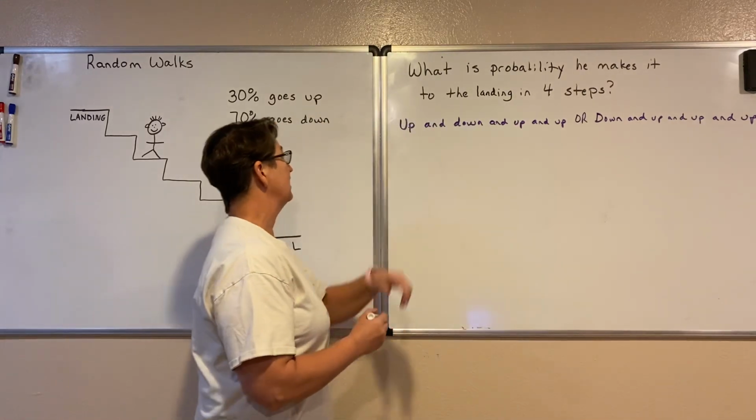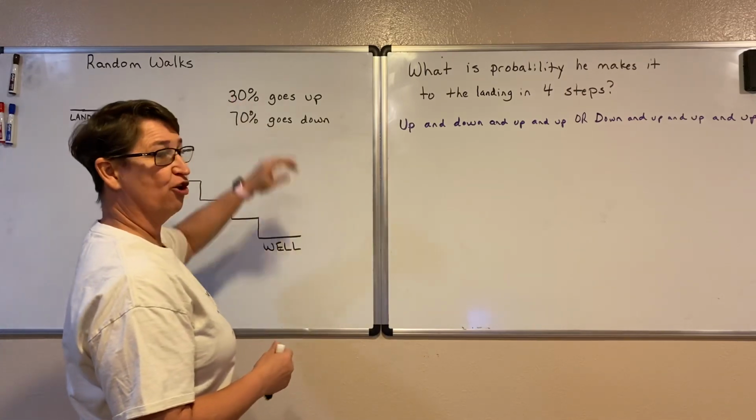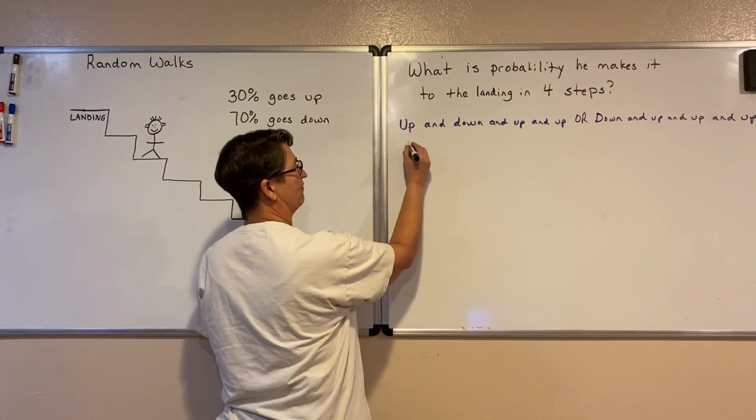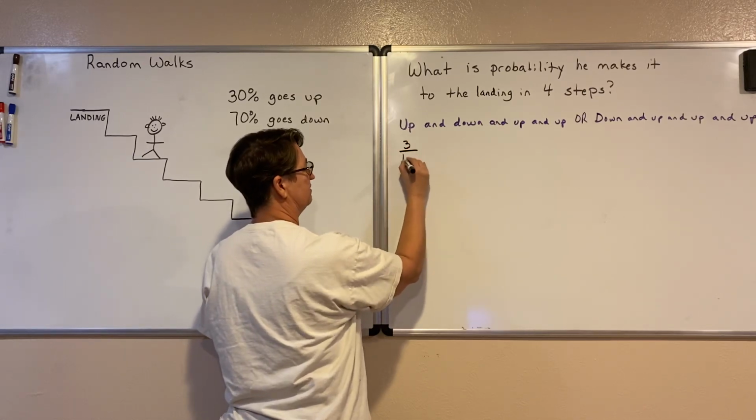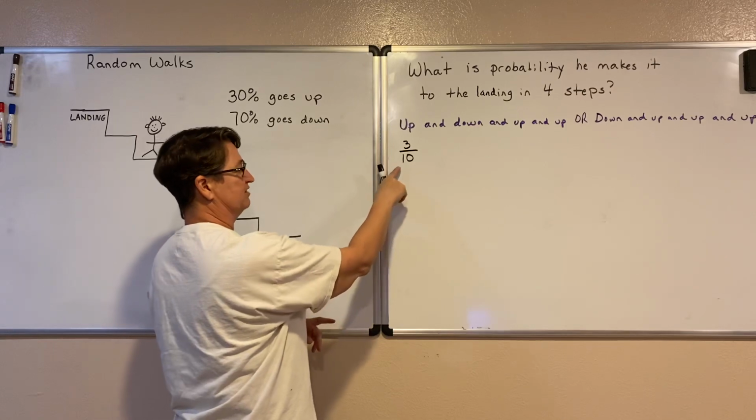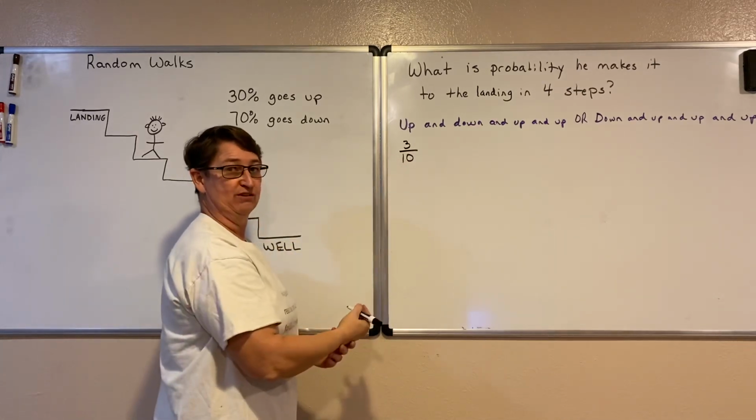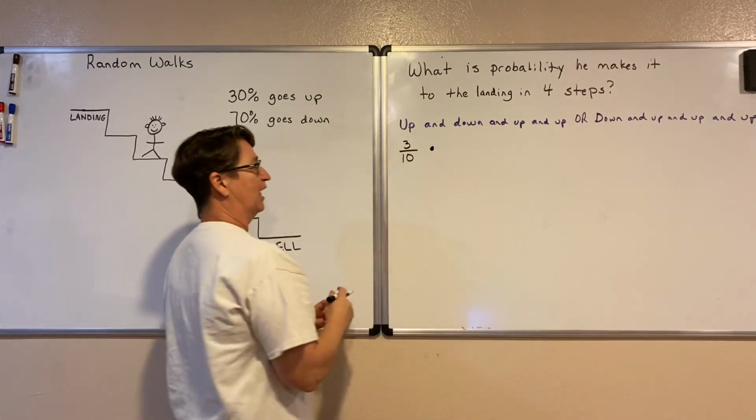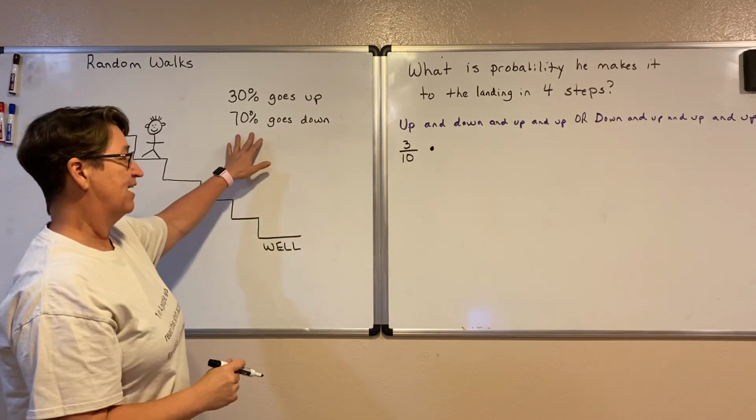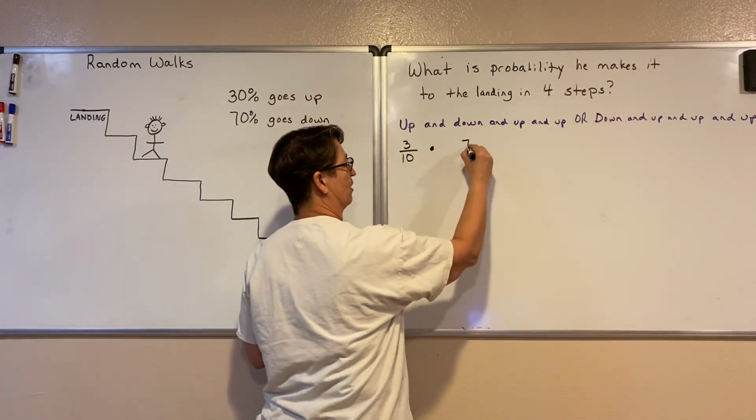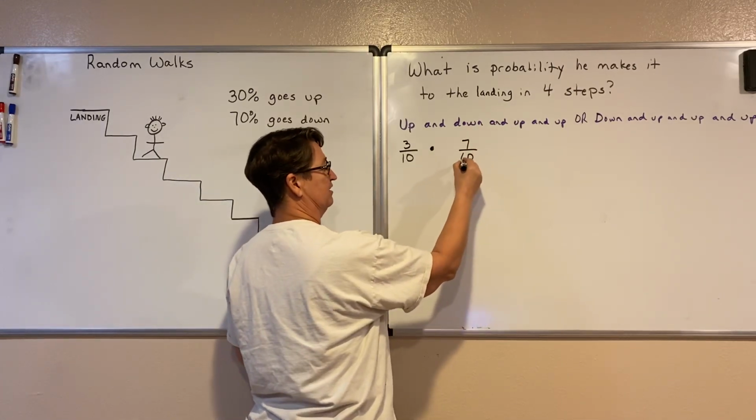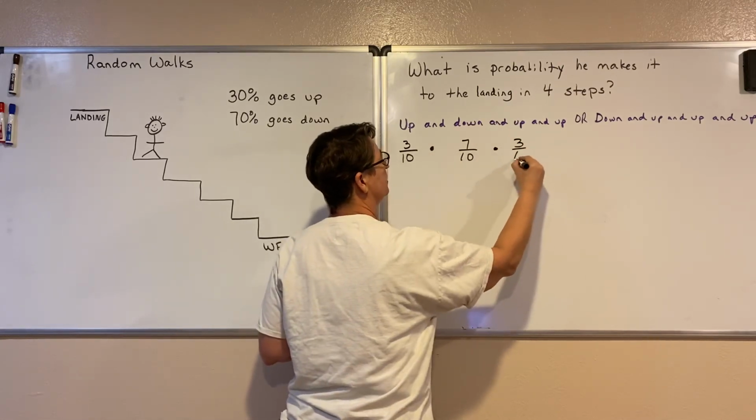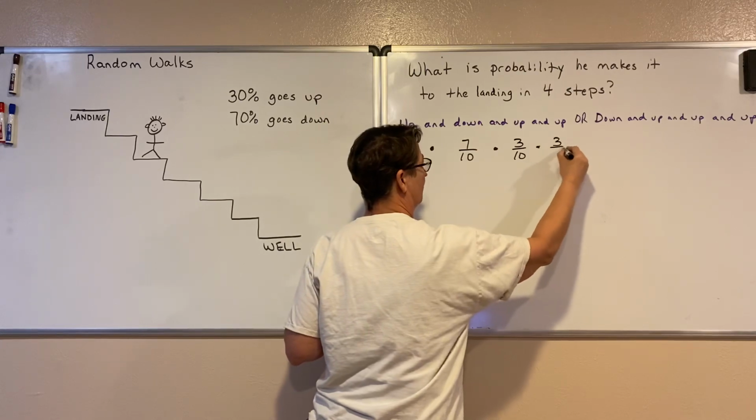So now when we're looking at the probability he goes up, well, it's a 30% chance that it goes up. I'm going to go ahead and reduce that 30 out of 100 and just make it 3/10. You know, 30% is the same as 30 out of 100 or 3/10. And when I'm doing probability, "and" makes me think multiply. Down is 70%. We just saw in that last problem that 70% is the same as 7/10. And makes me multiply. Up is 3/10 and up is 3/10.